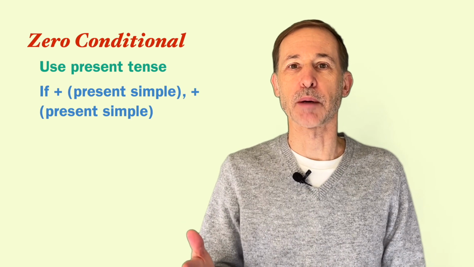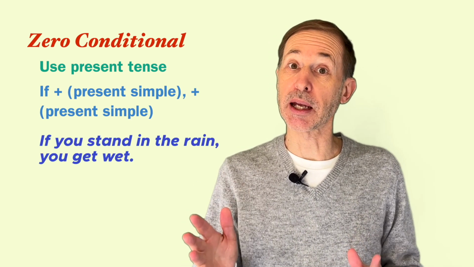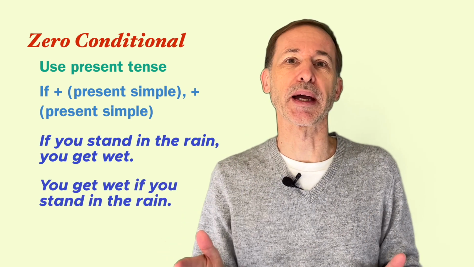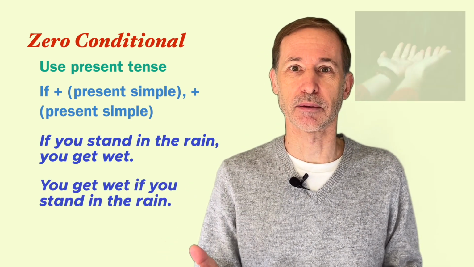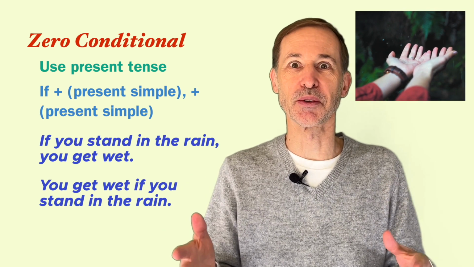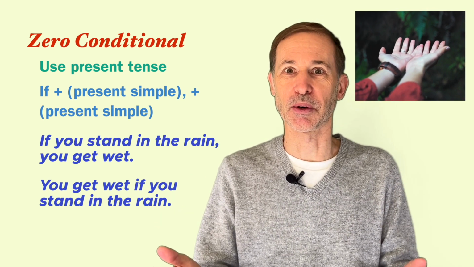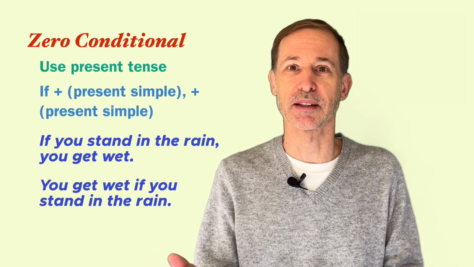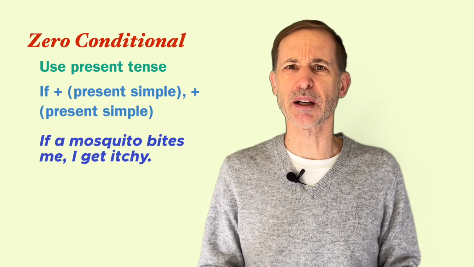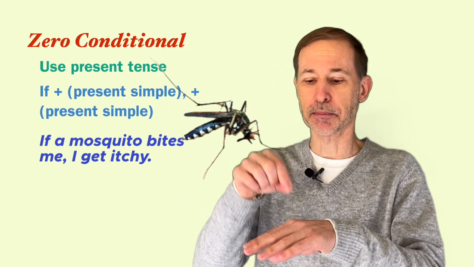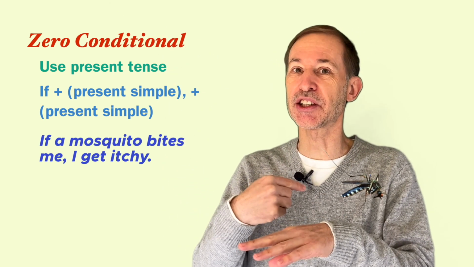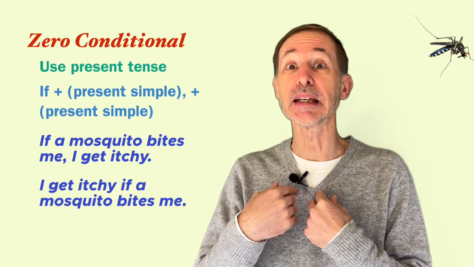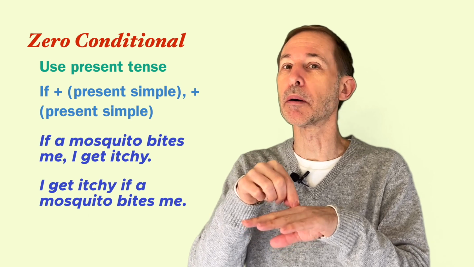For example, if you stand in the rain, you get wet. Or the other way, you get wet if you stand in the rain. So imagine this is a condition where you have no umbrella or no rain jacket, raincoat. So you will always get wet if you stand in the rain. If a mosquito bites me, I get itchy. Or the other way, I get itchy if a mosquito bites me.